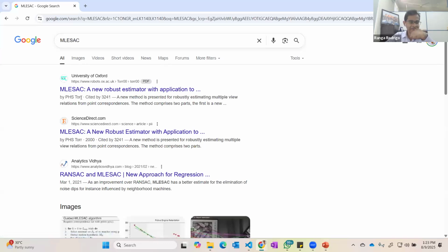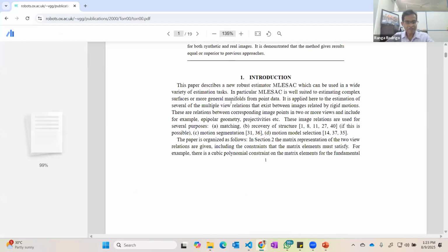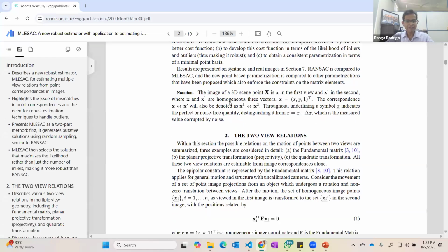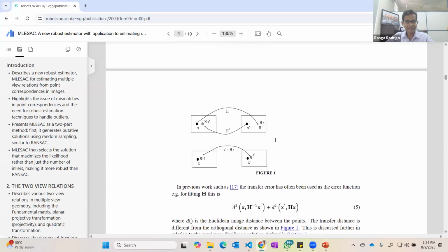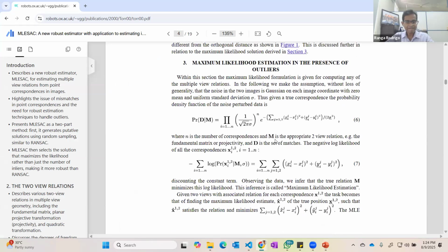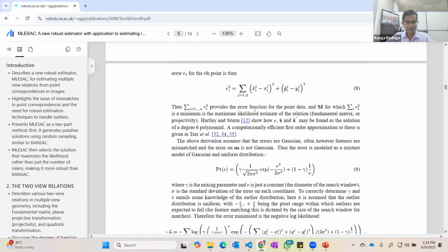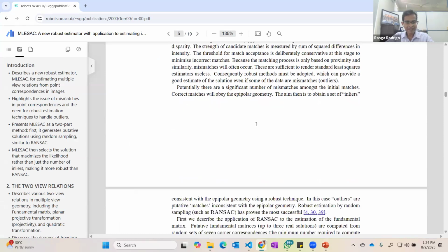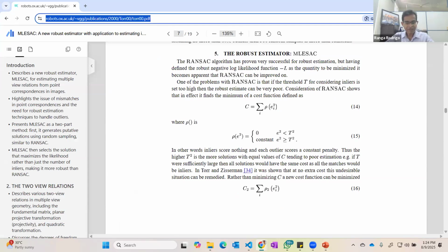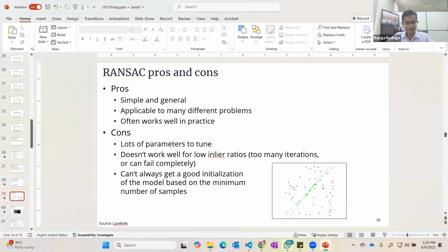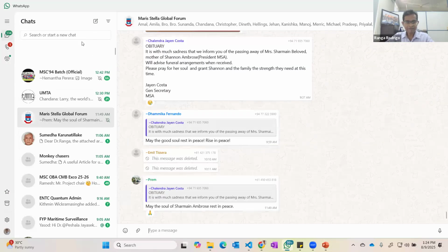You can see Philip Torr's paper. It has a large number of citations. It talks about some likelihood based, the same thing that we are discussing, based RANSAC. So it talks about RANSAC and talks about MLESAC. Maybe I should add that to the WhatsApp group or something.